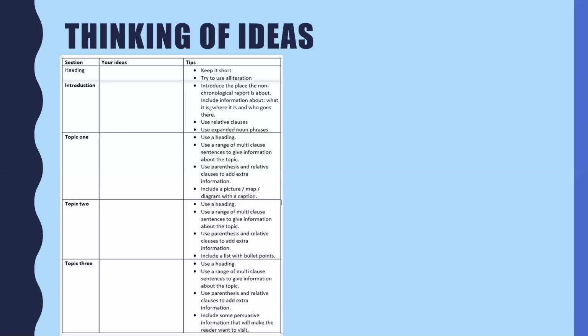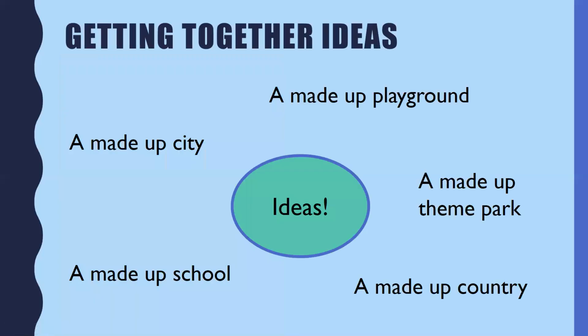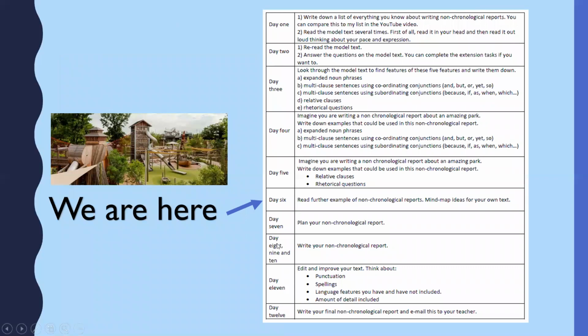Okay, so I'm writing down my ideas for that one, and the same with my second topic, so that might be the location of it. My third topic might be about how popular it is, how many people visit there, pricing, things like that. So I'm filling in all that information so that on the next day I'm ready to write. Okay, and that will take you up to day 8, 9 and 10, where you are writing your non-chronological reports.